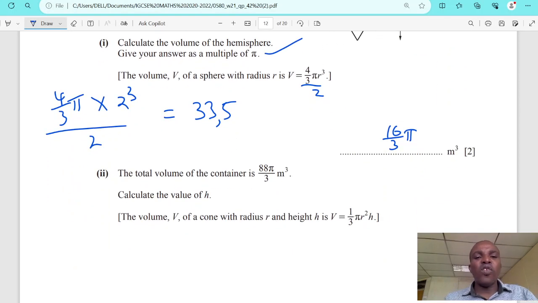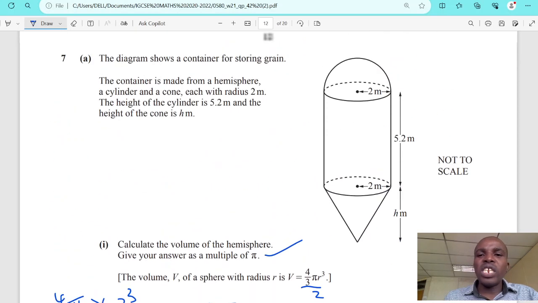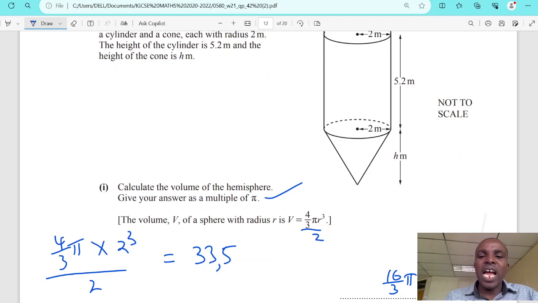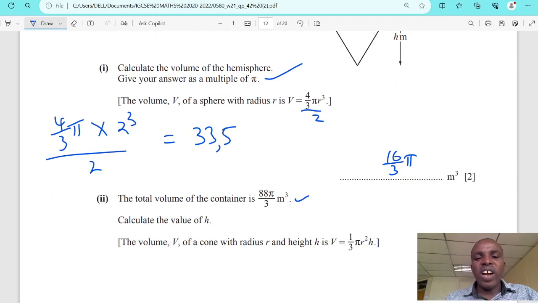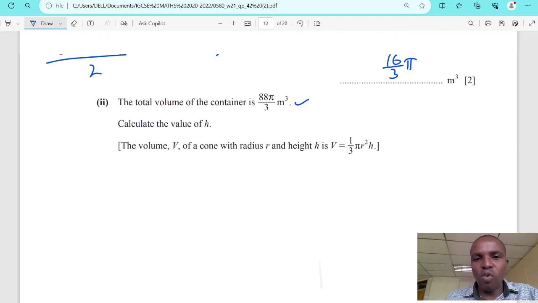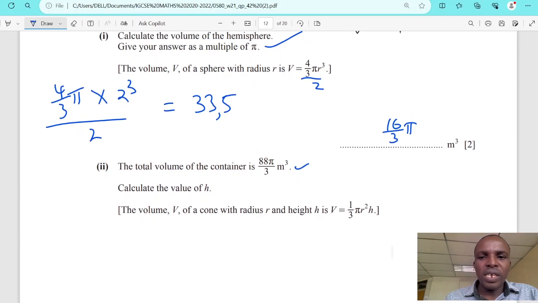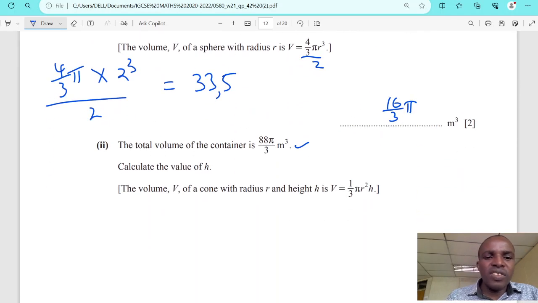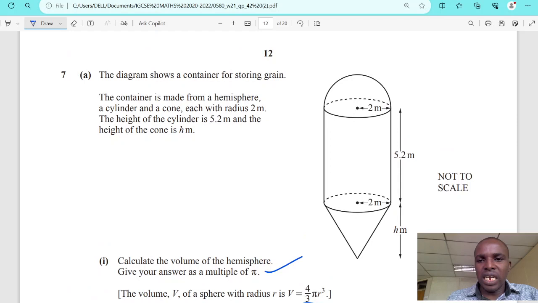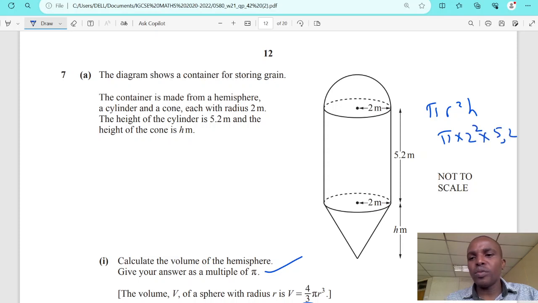Next, the total volume of the container is. That's the total volume of the container, which is made up of hemisphere, cylinder, and cone. Calculate the value of h. How many marks? 4 marks. Wow. Total volume, we say volume of this hemisphere, which is 16 over 3 pi, plus the volume of the cylinder. Cylinder is pi r squared h, which means r is 2. So it's pi times 2 squared times 5.2.